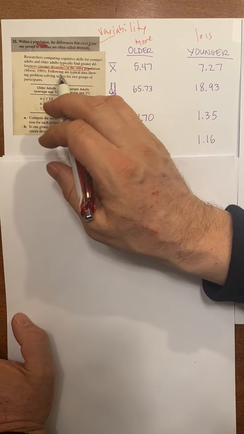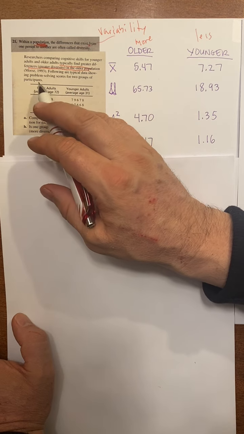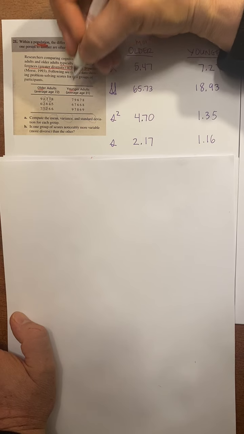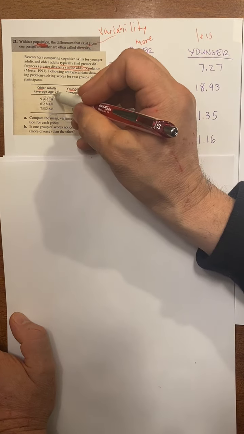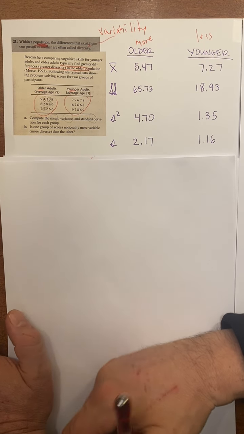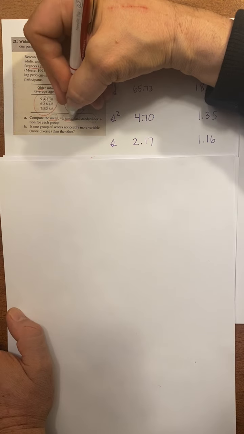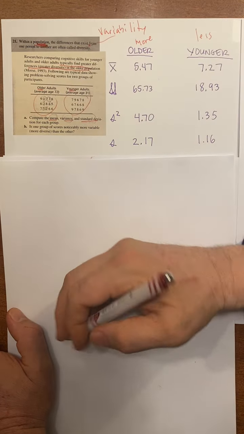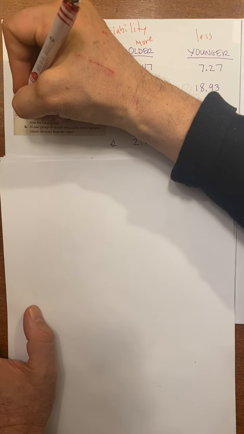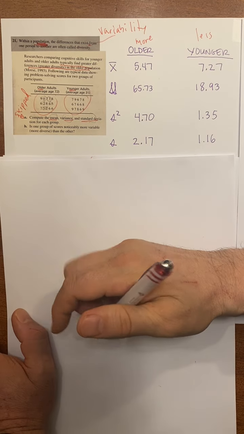So then they say, following are typical data showing problem-solving scores for the two groups of participants. Right, so you've got the older individuals and you've got the younger individuals. These are the scores for the older folks. These are the scores for the younger folks. The thing that they ask us to do is to compute the mean, the variance, and the standard deviation for each group. This is where I'm saying that I skipped that. That's a lot of work.